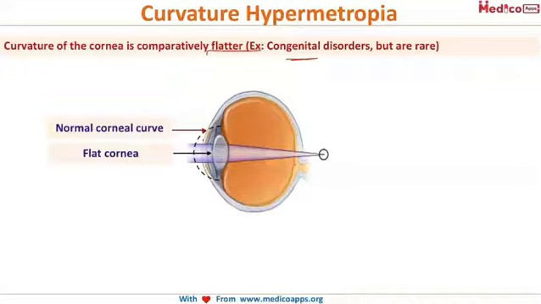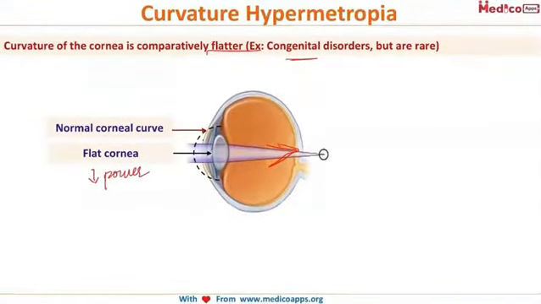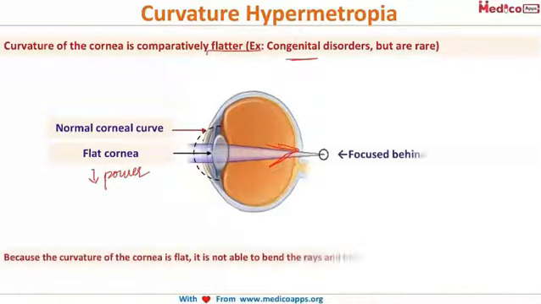Now the flat cornea is unable to focus the light rays exactly on the retina because of less power. The power of the cornea is much less when it is flatter, right? So that causes focusing of the light rays behind the retina. So because it is flat, it can no longer focus the light rays on the retina. That is the pathogenesis behind curvature hypermetropia.